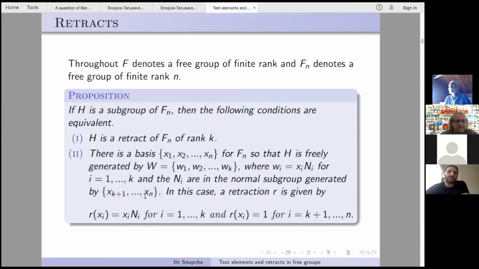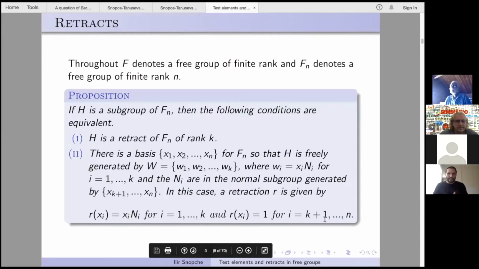And of course, in this case, a retraction R is given by R of x_i equal to x_i times n_i, when i runs from 1 to k, and on the other side, R of x_i is equal to 1 for the other possibilities of i.